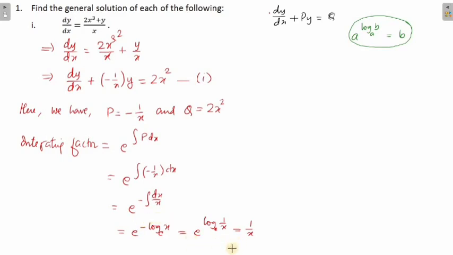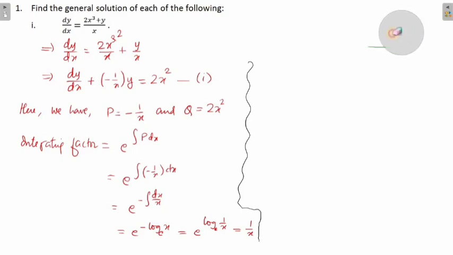Alright, have you understood this much? Okay then, so if you have understood this much, let's see how to proceed further. Now what we are going to do is, we will multiply equation 1 by the integrating factor, that is 1 by x. Let me erase this part because I won't have space after that. So, multiplying both sides.